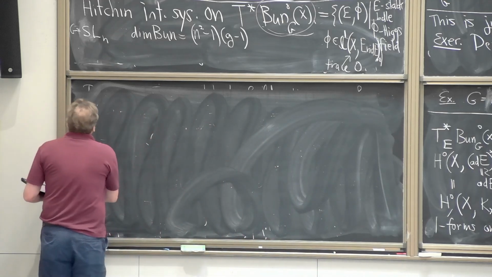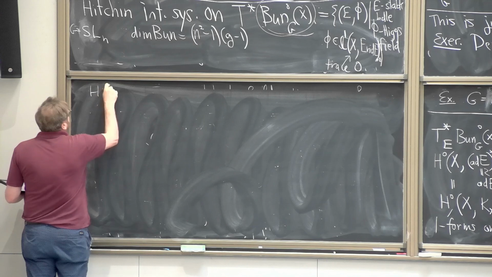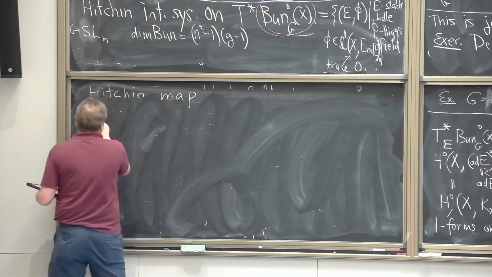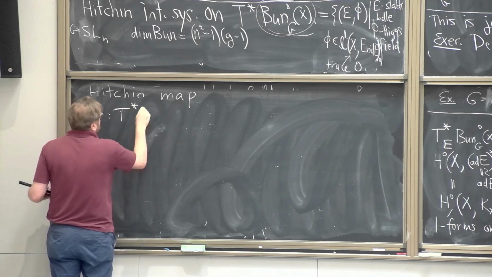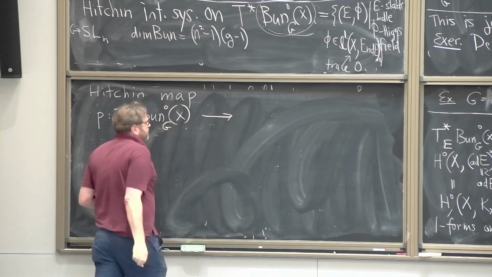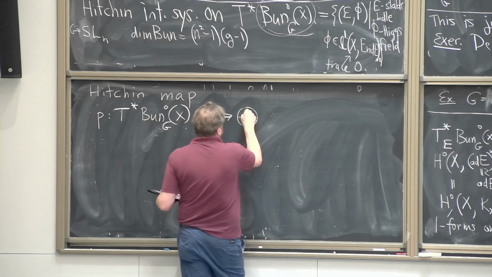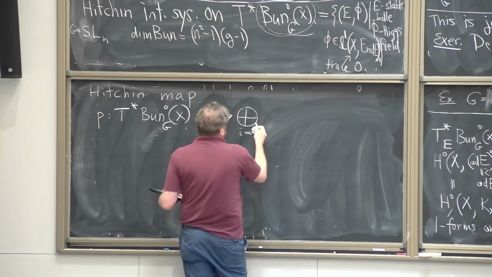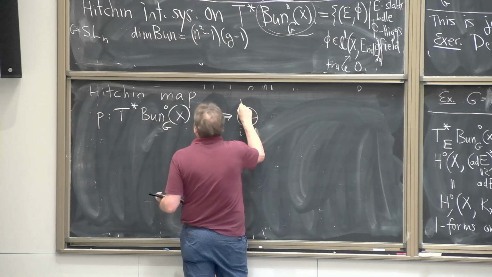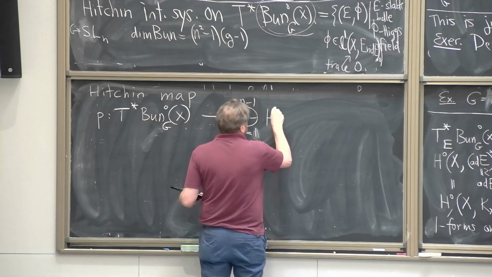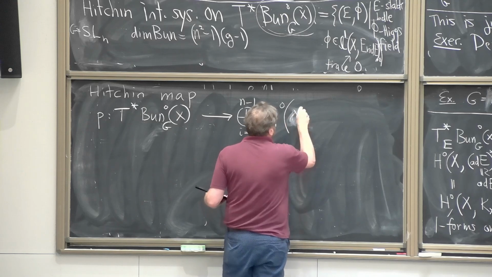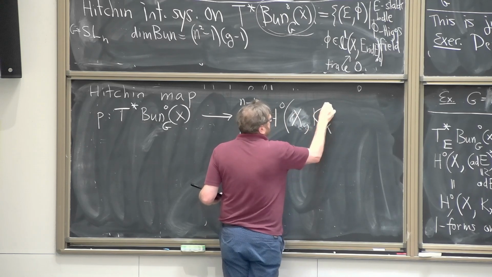And so we define the Hitchin map p from the cotangent bundle of Bun_G of X, and this maps into the following space. It is a direct sum from i equals 1 to n minus 1 of H0 of X with coefficients in K_X to the power i plus 1.